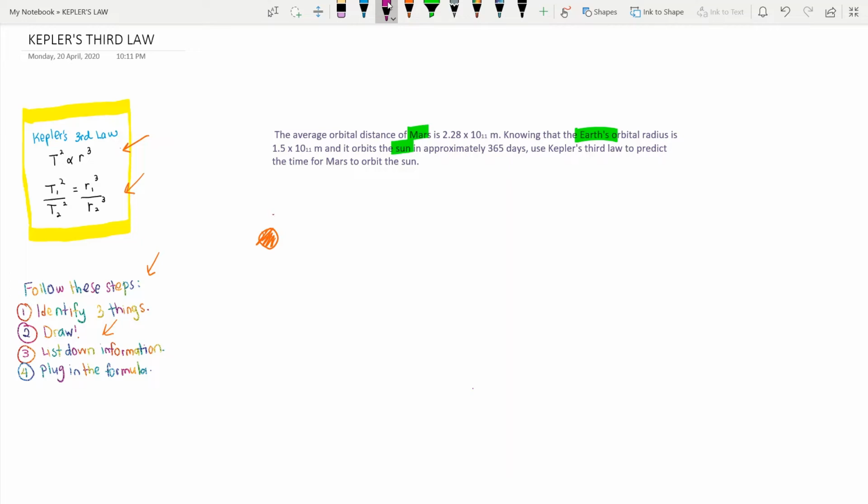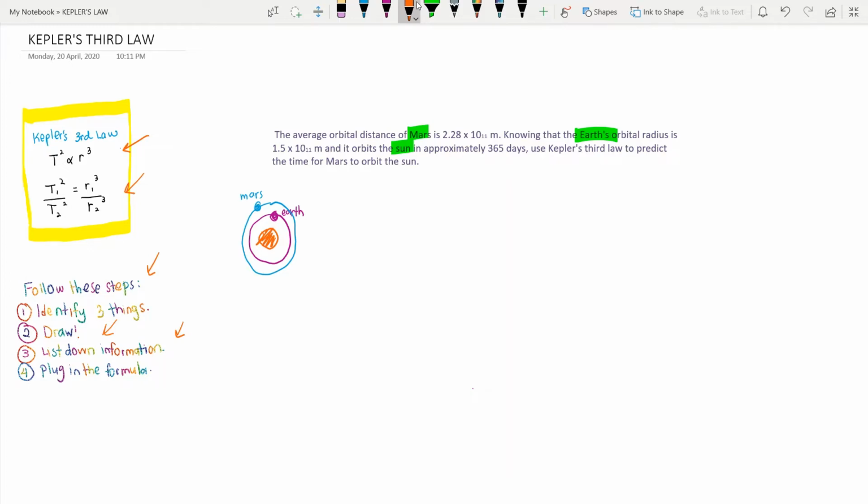So the first one, kita lukis orbit dia. Okay, the first one adalah Earth, and the second one adalah Mars. Okay, so Mars kedudukan jauh sikit daripada matahari. Okay, Mars. Alright. Now we are done with step number 2. Kita buat step number 3 pula. Kita list down information. Okay.